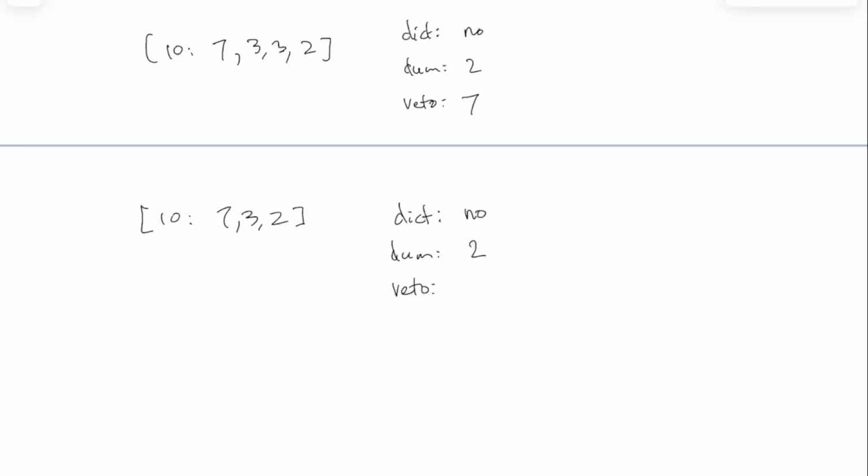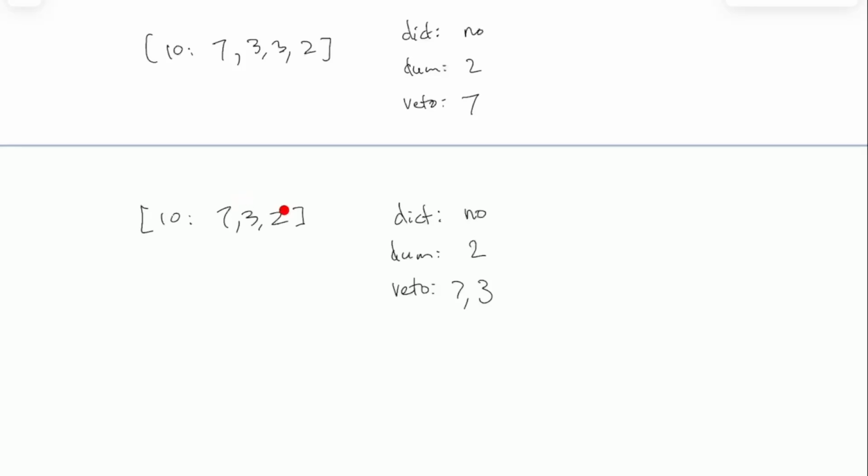And the veto power, you should look at the 7 and you ask yourself, is the 7 necessary in order to make it to 10? And the answer is yes, because the other 2, 3 and 2, can only make 5. So 7 has the veto power. You should also consider the 3. Is the 3 necessary to make it to 10? I say yes. Also, the 3 has veto power.